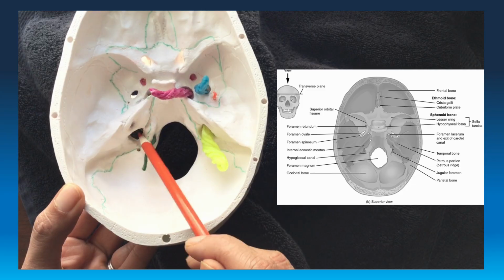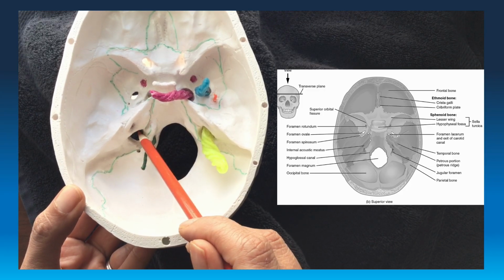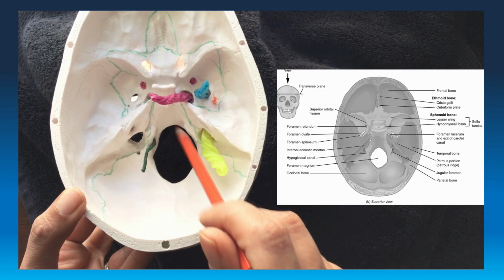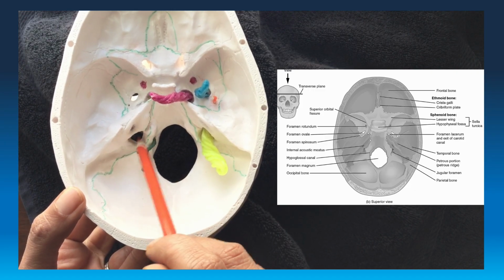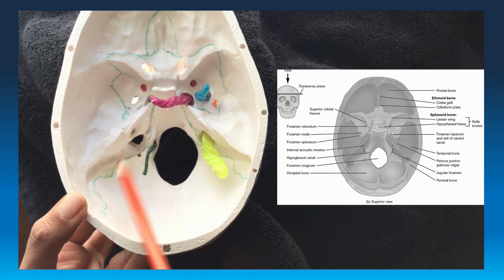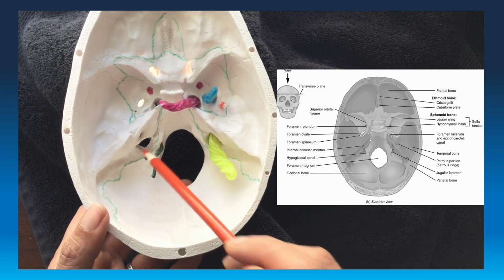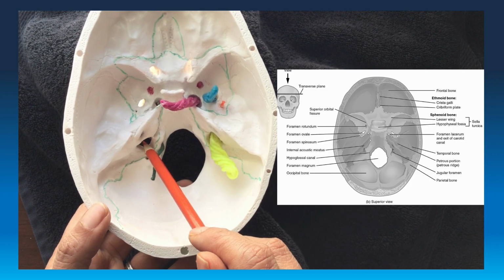Okay, then you've got this fairly large foramen, and this is going to be your second largest, because obviously foramen magnum is the largest, but this is your second largest, and that's going to be your jugular foramen, right? It's going to have lots of structures that go through there.